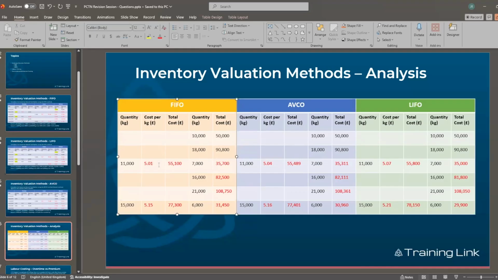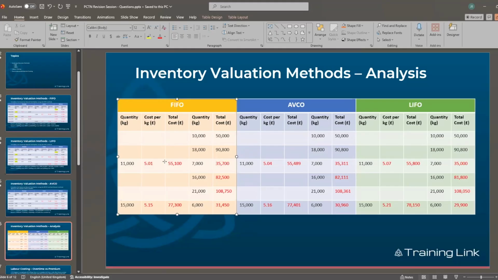With FIFO, generally what you find is your cost of issue is less as opposed to LIFO. The reason for that is because you're issuing the earliest stock, which is cheaper. So the cost of what you're issuing is cheaper. But on the flip side, what you're left with is higher, because you've got the higher cost stock left in storage.